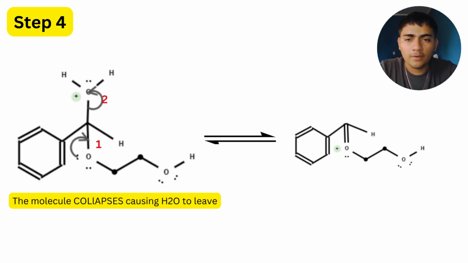In step four now, we still have here our tetrahedral intermediate along with our good leaving group up there, which is water. And the main thing that happens in this step is the collapse of the molecule. So the molecule collapses, so it forms that pi bond between the oxygen and the carbon there, and that causes the water to leave. And I have labeled the arrows there as 1 and 2 to see what happens first and after. And so it gives us this molecule to our right.